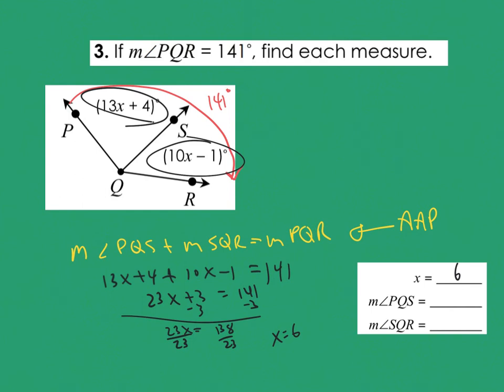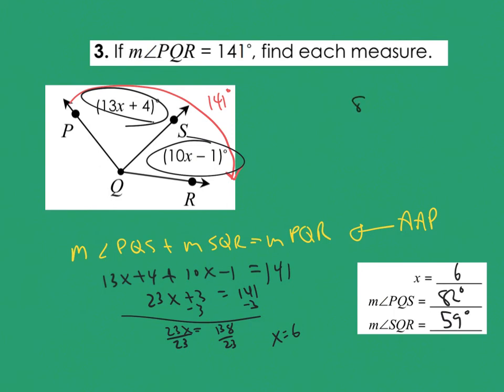Last thing they want is the measure of PQS and SQR. PQS is 13 times 6 plus 4, which is going to give us 82 degrees. All right, so that's 82 degrees. And then they want the measure of SQR. So SQR here is 10x minus 1. So again, 10 times 6 is 60 minus 1 is 59 degrees. And that's the measure of those two angles.